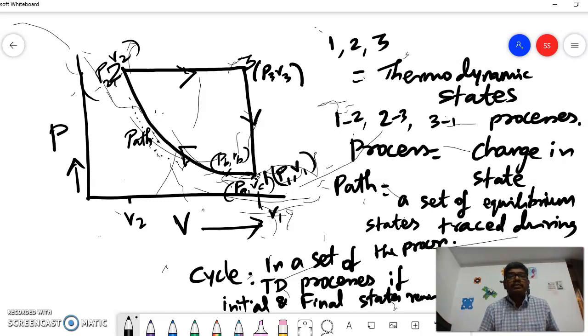Look at here. This system undergoes a process from 1 to 2, and it comes to 2 to 3 and comes back to 1 again. So at the end of the process, the initial and final states remain the same. Hence it is called the thermodynamic cycle.